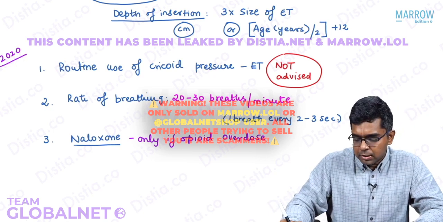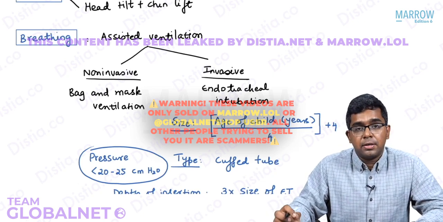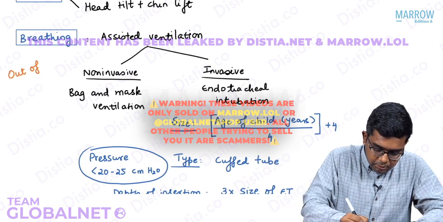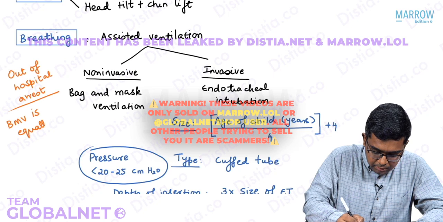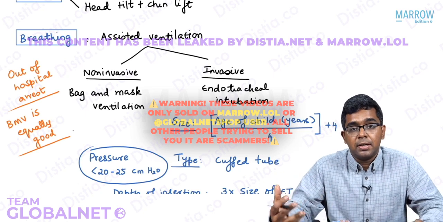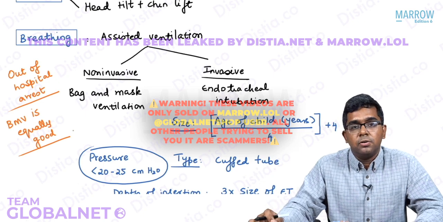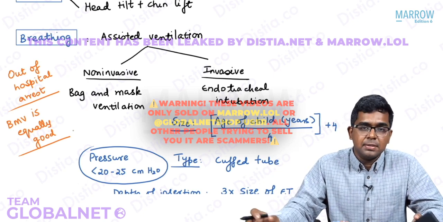Okay. And one more thing also has been emphasized, that we were talking about 2 types of assisted ventilation, bag and mask and endotracheal intubation. What they have said is out of hospital cardiac arrest, that is outside the hospital, if the cardiopulmonary arrest occurs, bag and mask ventilation is equally good as endotracheal intubation. So you don't need to wait for an expertise to put the endotracheal tube and start ventilation through an endotracheal tube. Bag and mask ventilation is a good enough procedure in out of hospital cardiopulmonary arrest. That is also mentioned in the updated 2020 PALS guidelines.